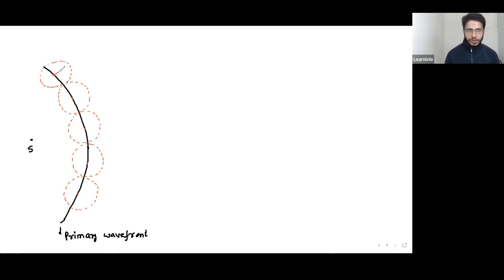These sources will generate some disturbances, which are known as secondary wavelets. Secondary wavelets travel with the speed of light. So in time t, the distance that they travel is c into t. Distance is speed multiplied by time. Speed of light is c, time is t. So the distance that these secondary wavelets travel is ct. That's the second point.